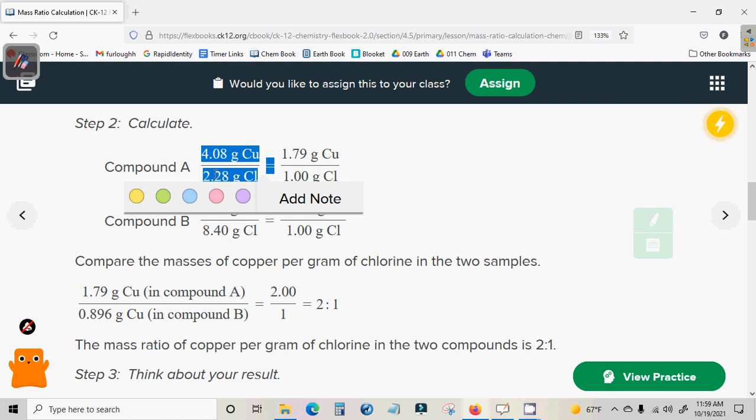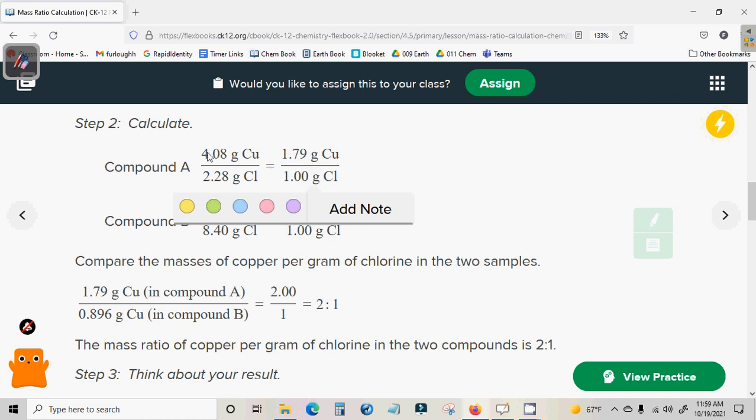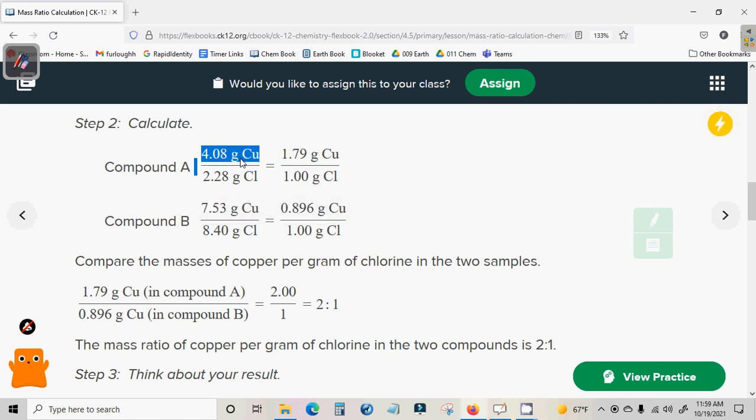So what we're going to do is if we take this 2.28 grams of chlorine and divide it by itself, we get 1, right? And that's okay as long as we do the same thing to what's on top. Okay, whatever you do to one part of the proportion, you have to do to the other part. So 4.08 divided by 2.28 is going to be 1.79. All right, so now we have the ratio of chlorine and copper in compound A.